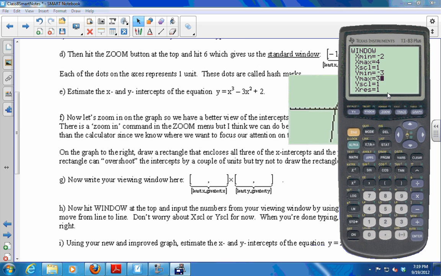Everything else in this menu, I just always leave the same. You change x min, x max, y min, y max, and everything else I always just leave the same. And then hit graph. And now we get a zoomed in picture of our graph. Zoom 6 gives you a standard window, which is -10 to 10, -10 to 10.